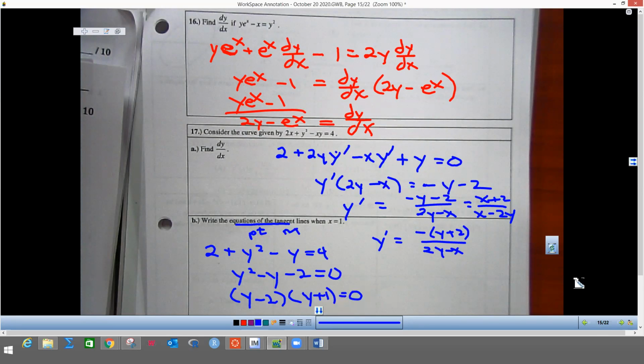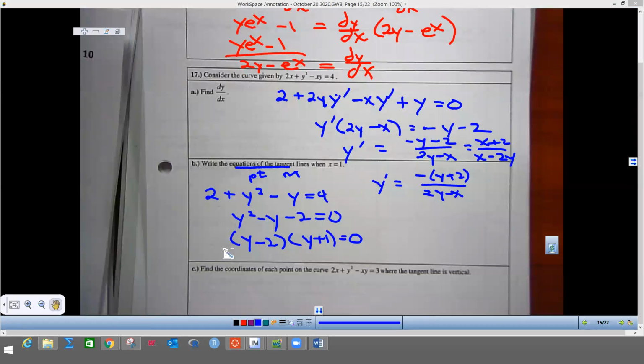And so from that, I get that there are two different y values. There's y equals 2, and there's y equals negative 1. So I have 2 points where this is true. So my ordered pairs, my points, are going to be (1, 2) and (1, negative 1). So I actually have 2 answers for this one, 2 places where this works. So now I need to find the slope at both of these places.